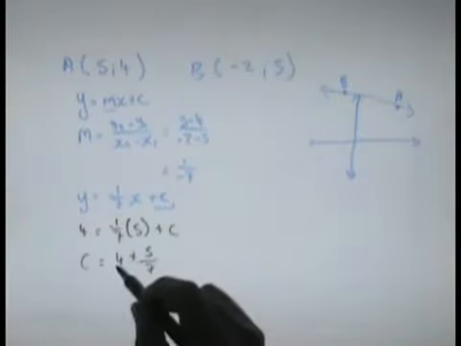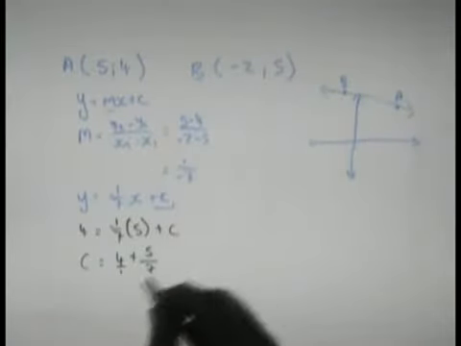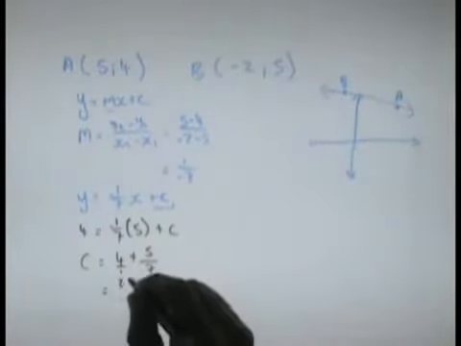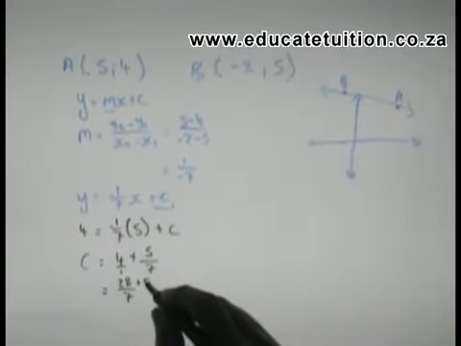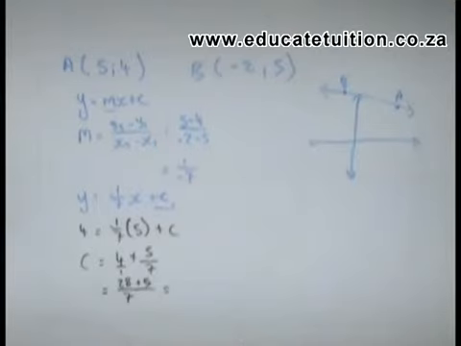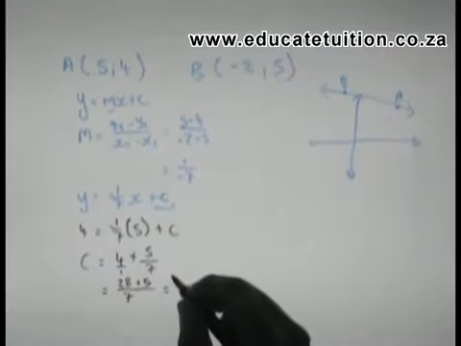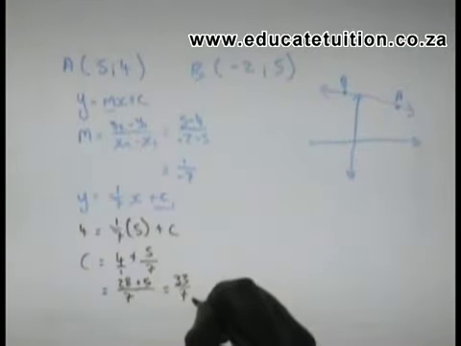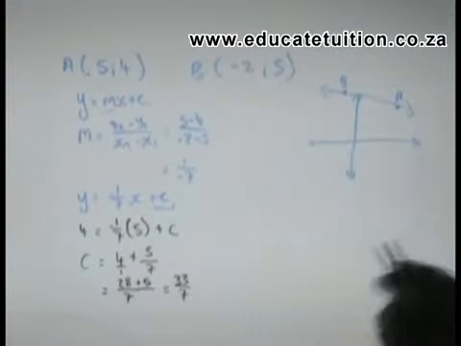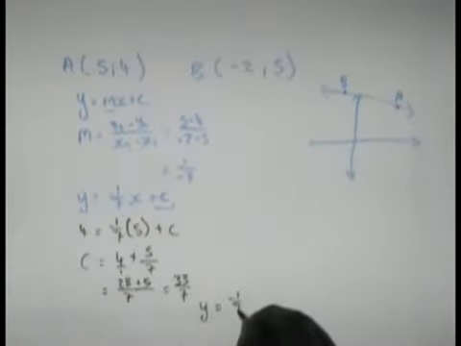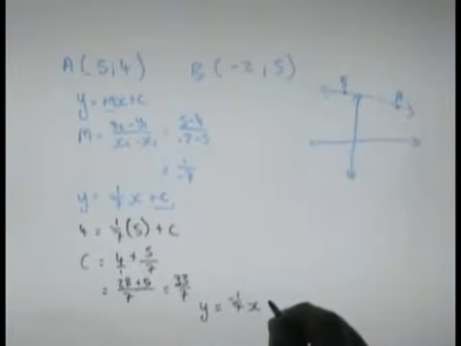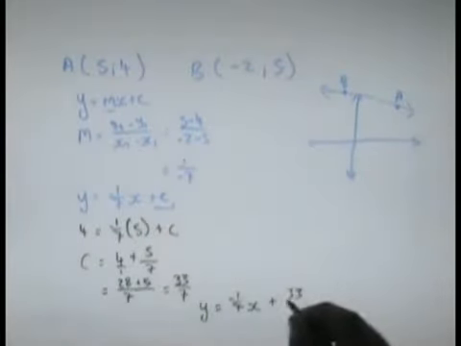Problem is, this is 4/1 plus 5/7. That's the same as 28/7 plus 5/7. I just multiplied it by 7. 4 times 7 is 28, plus 5/7, which is equal to 28 plus 5 is equal to 33/7, positive. That means that my equation now reads y is equal to -1/7x plus c, but instead of c it's plus 33/7.